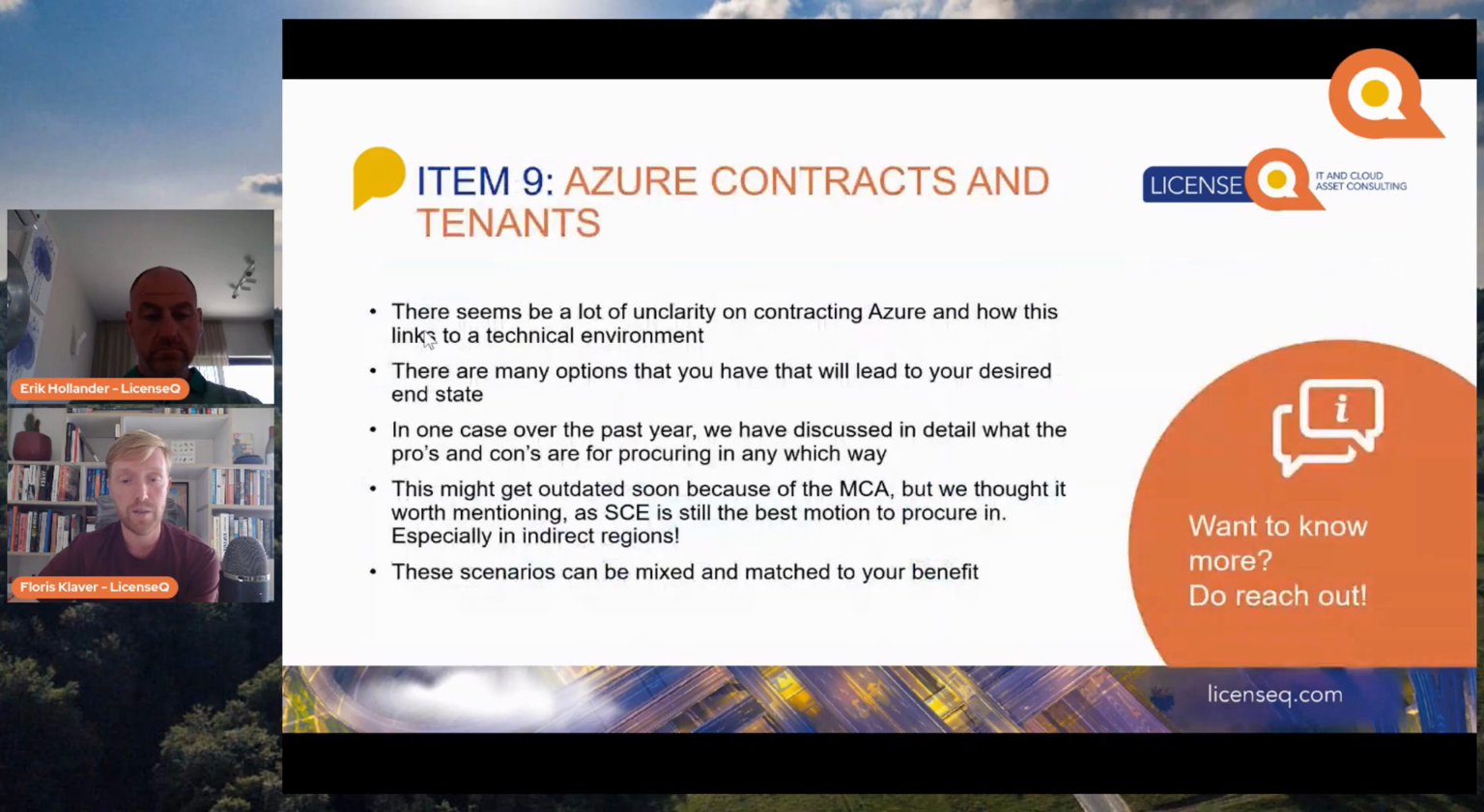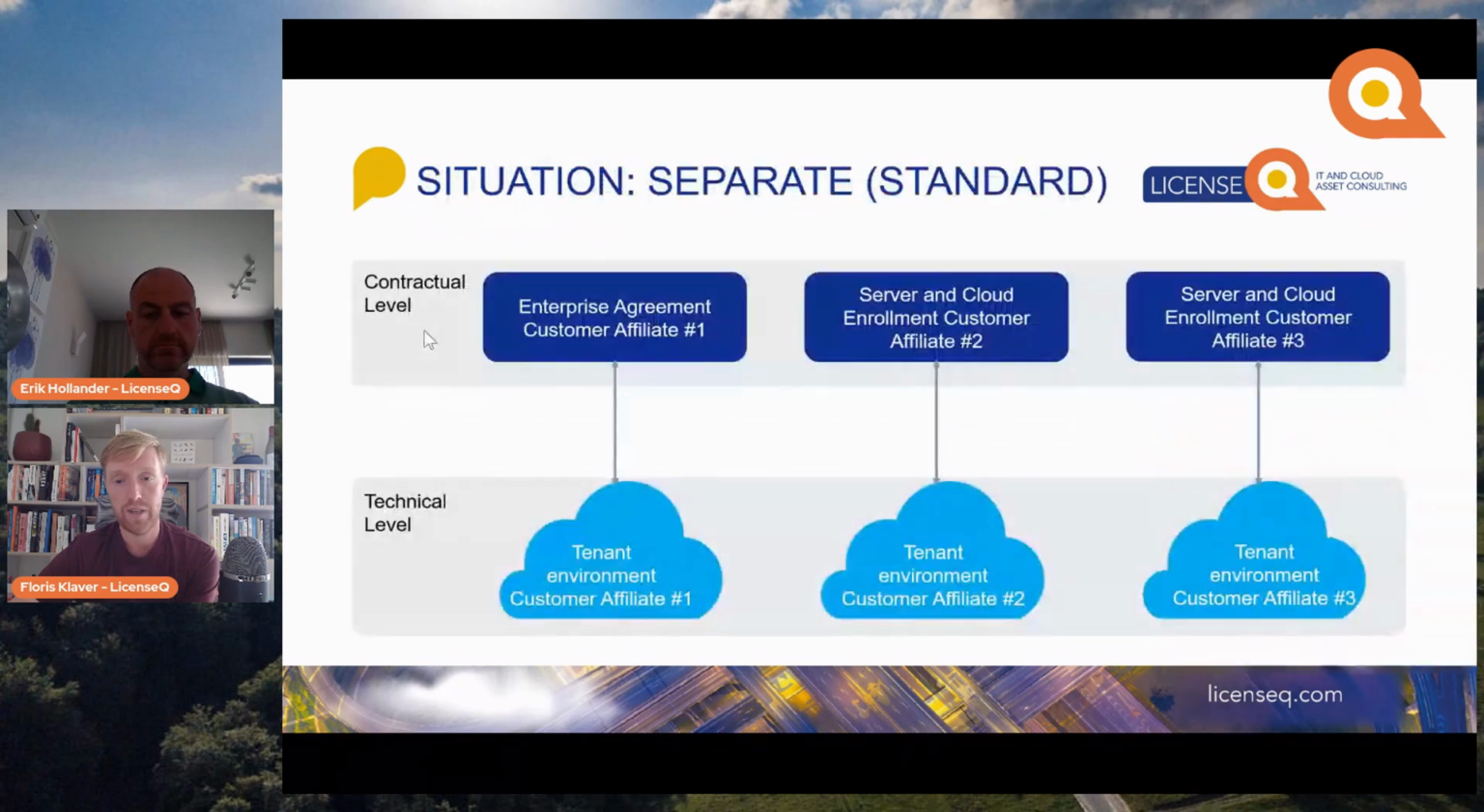Why do I think this is important? Again, technically, Microsoft usually works very differently from contractually. The enterprise agreement contract, while still being, in my opinion, the best contractual vehicle for Azure, is quite an old model and quite an old beast. That is why there are a couple of different options to procure. So the standard option is what you will see here.